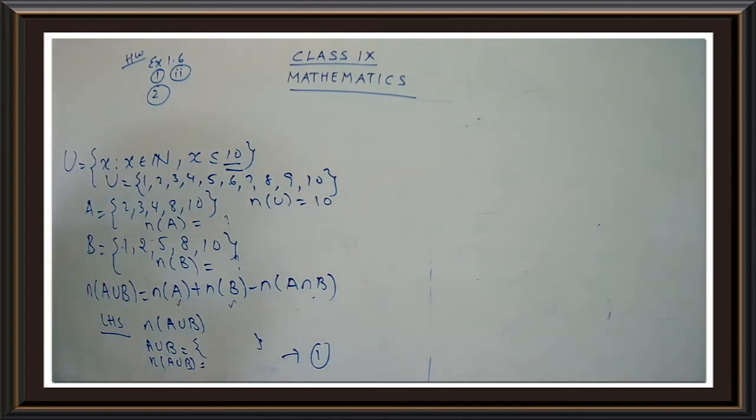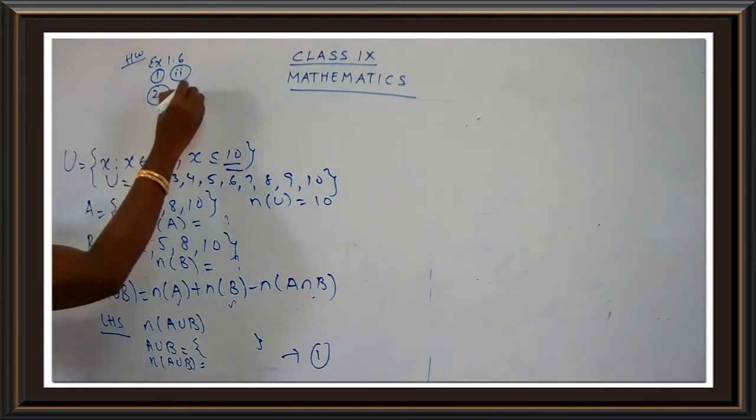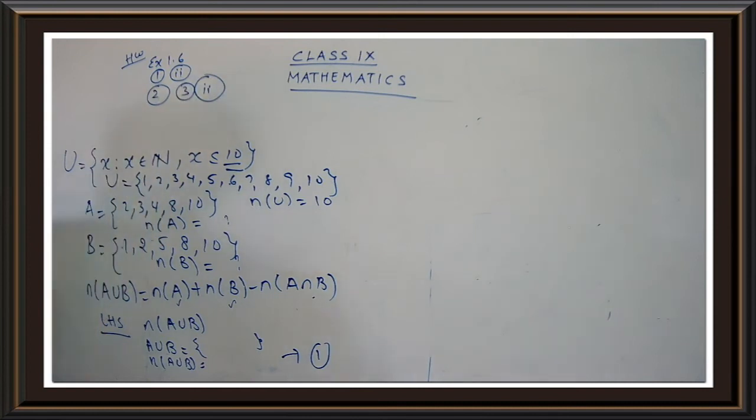Verify if n of A union B union C is equal to n of A plus n of B plus n of C minus n of A intersection B minus n of B intersection C minus n of A intersection C plus n of A intersection B intersection C for the following sets. They have given you 2 subparts. The first subpart will be done by me and the second subpart will be your homework. So from question number 3, you are going to complete the second subpart as homework.